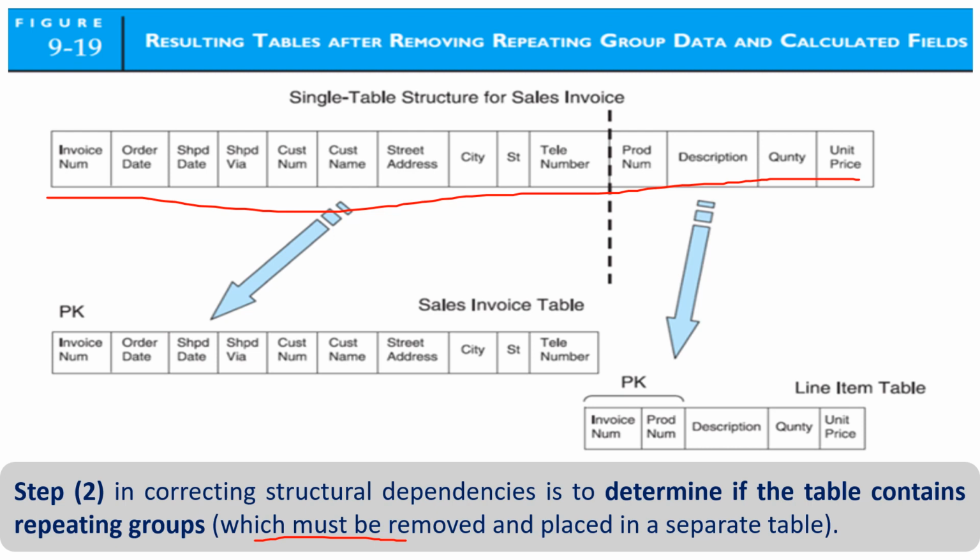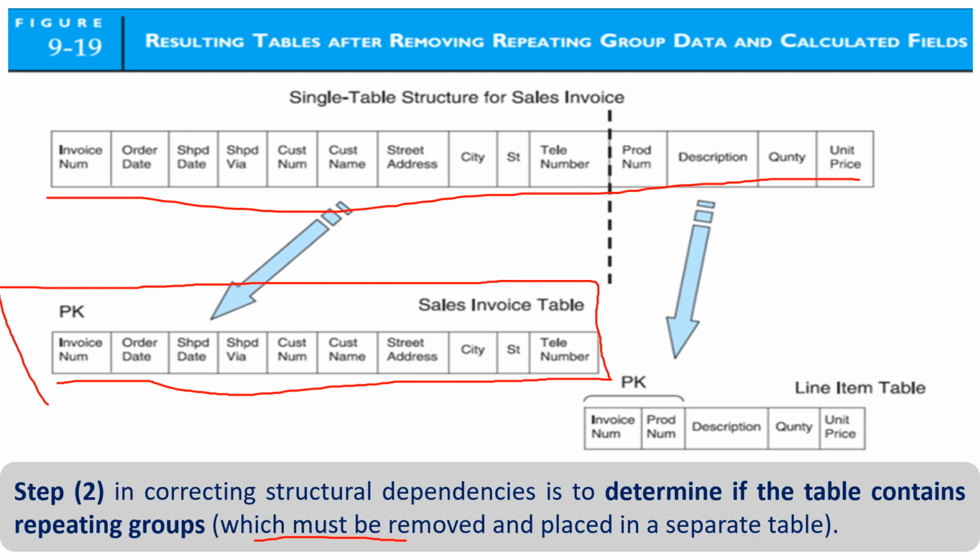You see here a new, separate table representing the redundant information, and the second table here is for the repeating groups. The repeating groups here form the line item table, and the primary key here is the invoice number and product number.